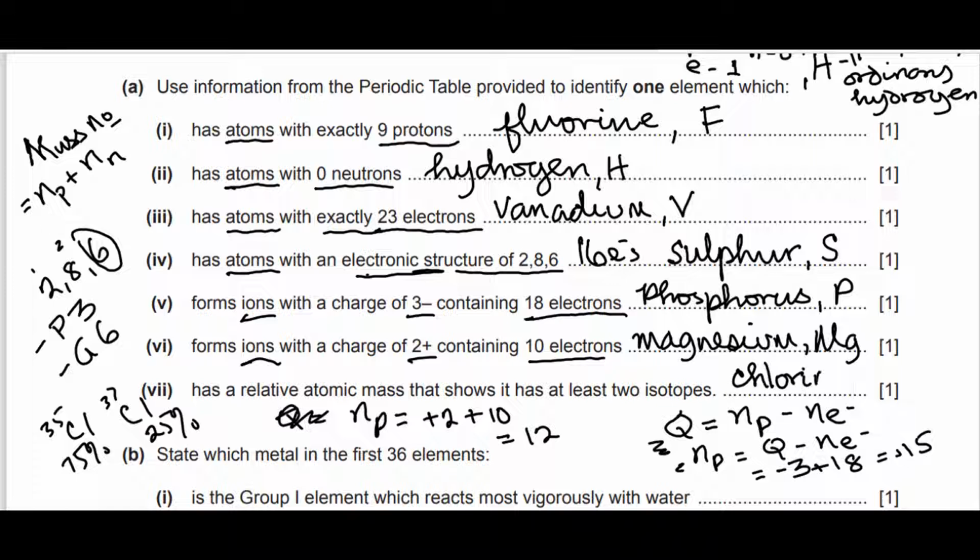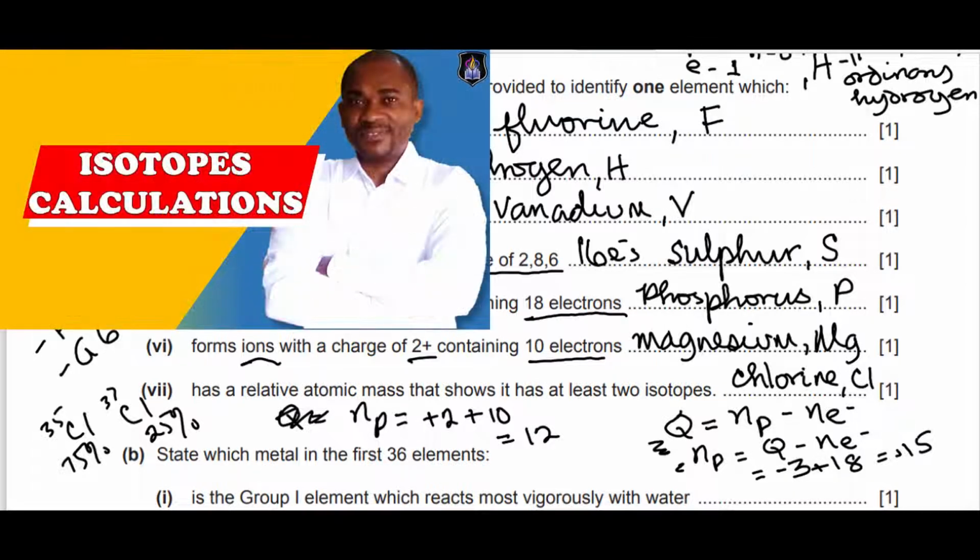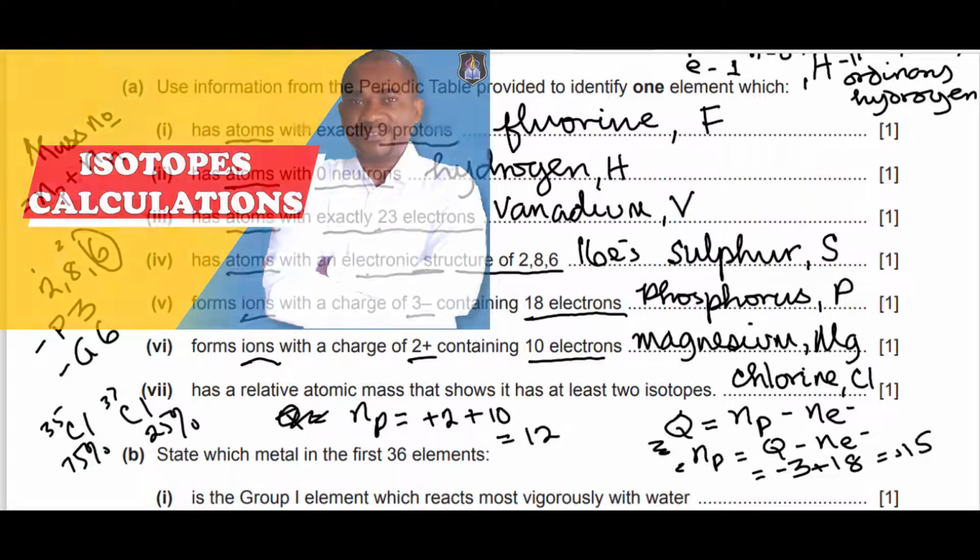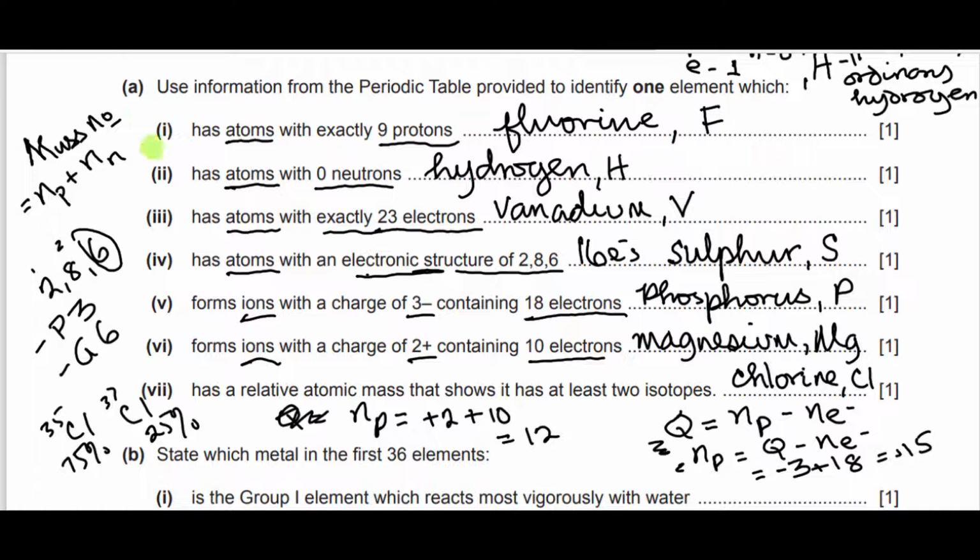Chlorine. That's Cl. If you actually want to learn more about isotopy and how to calculate the relative atomic masses of elements that contain isotopes, right? You will watch our video on isotopy. We've added the links in the description. Alright, so we are done with question 1A.